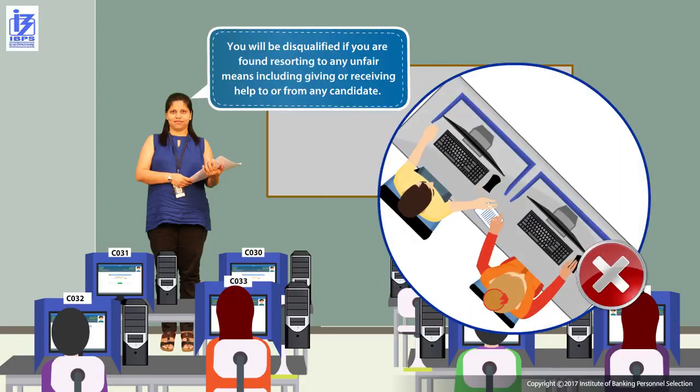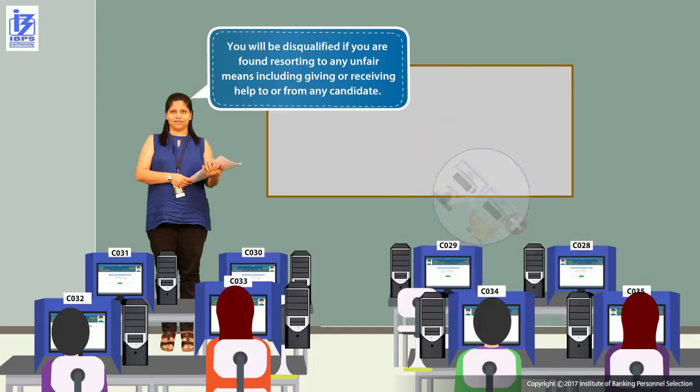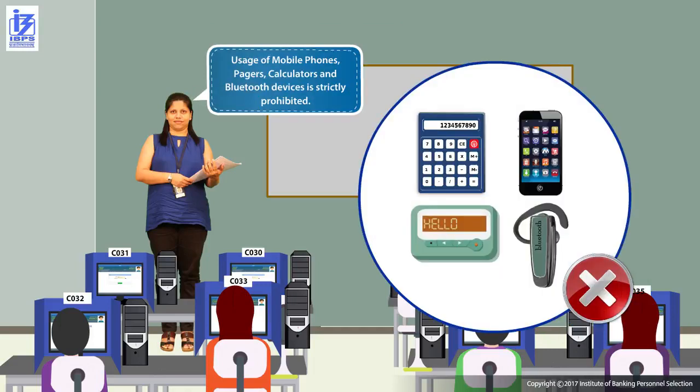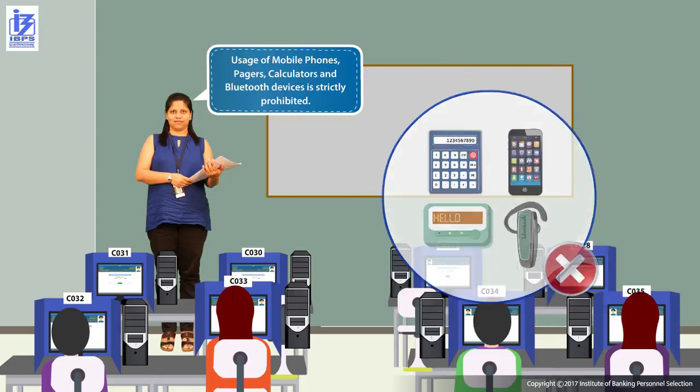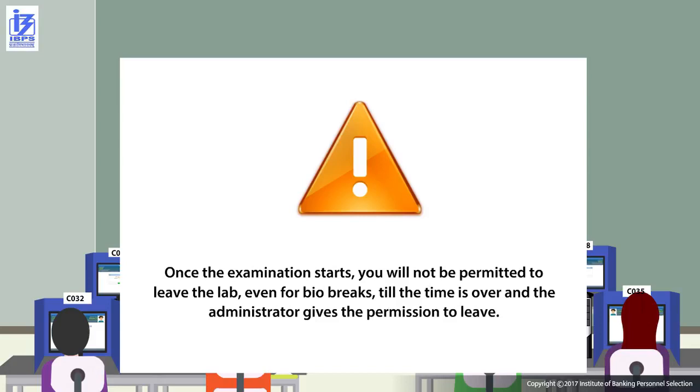You will be disqualified if you are found resorting to any unfair means, including giving or receiving help to or from any candidate. Usage of mobile phones, pagers, calculators, and Bluetooth devices is strictly prohibited. Once the examination starts, you will not be permitted to leave the lab even for bio breaks till the time is over and the administrator gives the permission to leave.